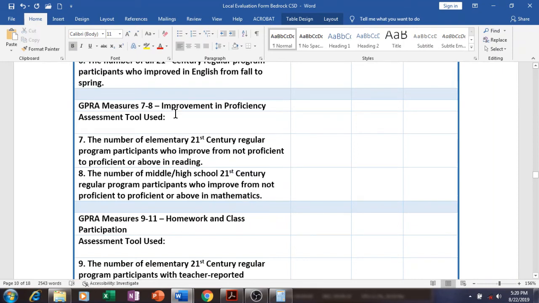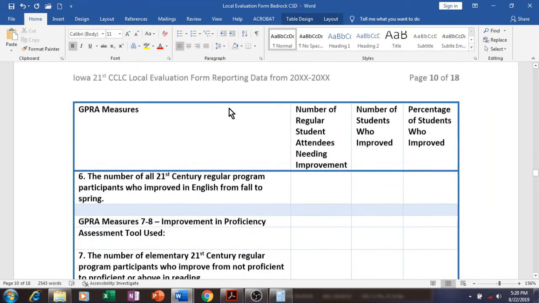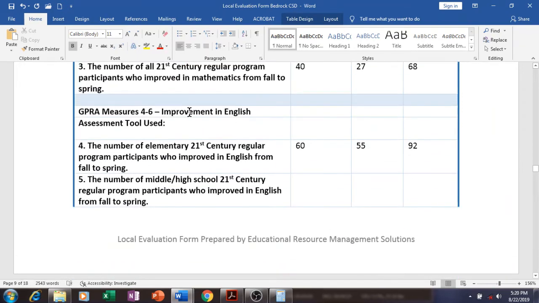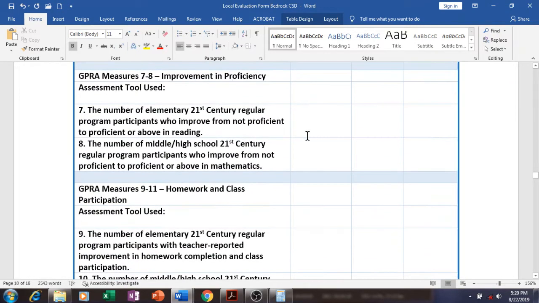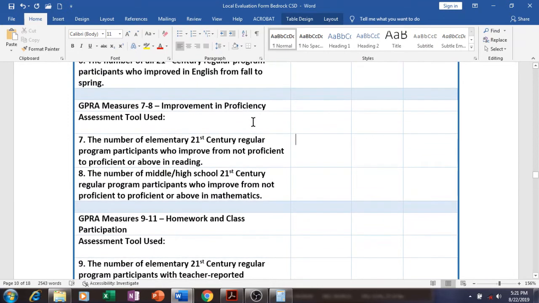So you're obviously going to have two assessment tools. It is perfectly okay to use the same assessment tool for improvement in proficiency as you did in normal improvement. Usually these numbers are lower because when students are below proficiency, it's very difficult for them to catch up in 1 year many times. But you fill these numbers out just the same. I'm going to make this easy and say we had 100 students who were not proficient in reading, and 10 of them improved, which is 10%. I can do that in my head.